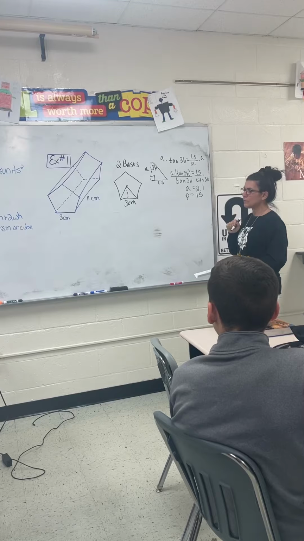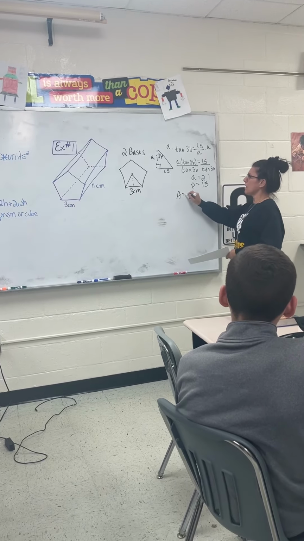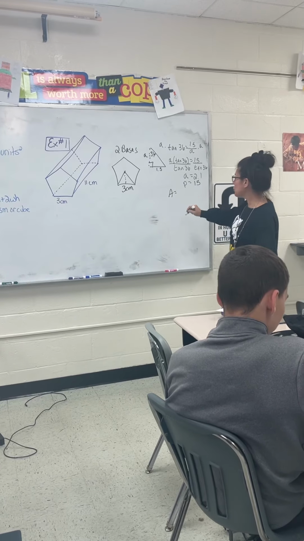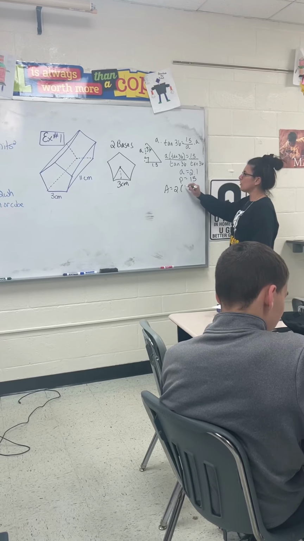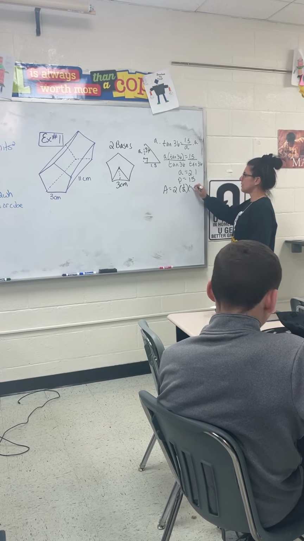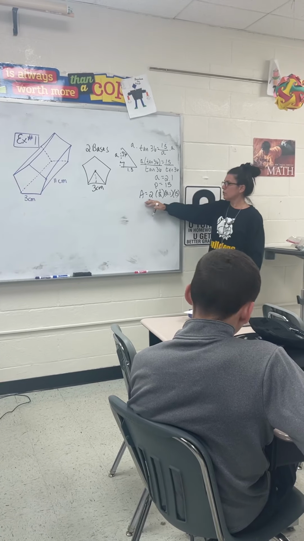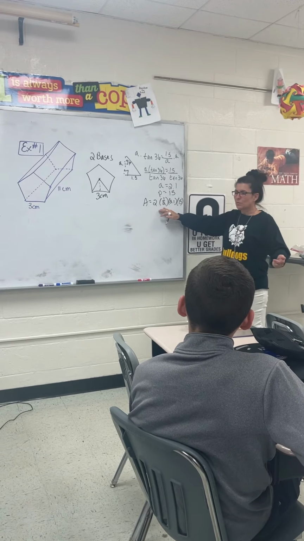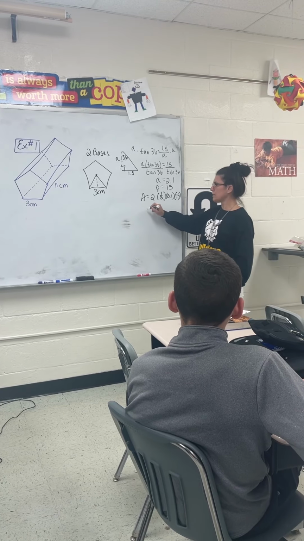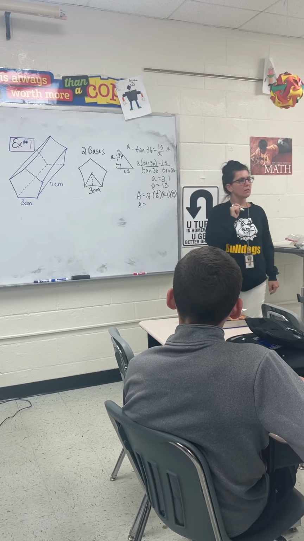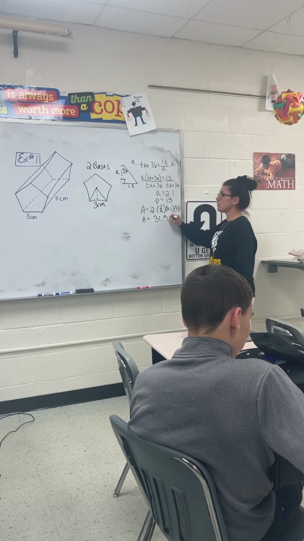Our perimeter is 15. Somebody have their Desmos out for me, help me out here. So our area of two of these figures, two pentagons, the formula is 1/2 times the apothem times the perimeter. Now we know that 2 times 1/2 is 1, so don't waste your time putting that in your calculator. I need 2.1 times 15, what does that give me? You got that for me? 31.5. Thank you.